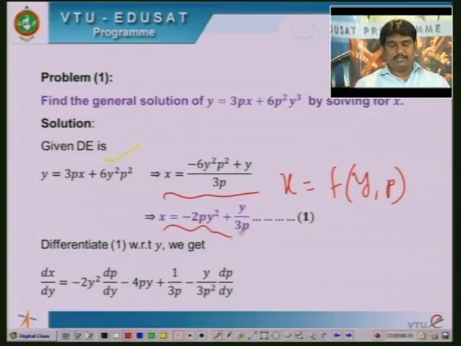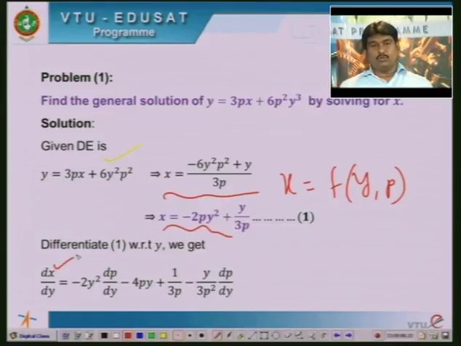Therefore x is -2py² + y/3p. It's like (a + b)/c, which can be written as a/c + b/c. So x is -2py² + y/3p. Now step 2, you have to differentiate (1) with respect to y. So the derivative of x is dx/dy, which equals -2 times, now it is py². P is also a function of y.